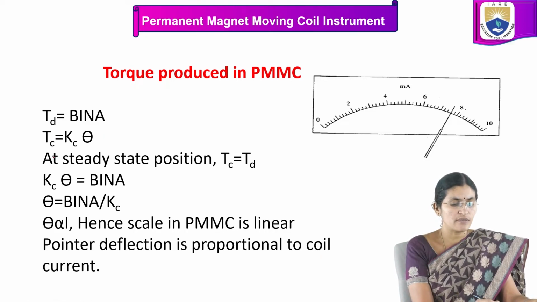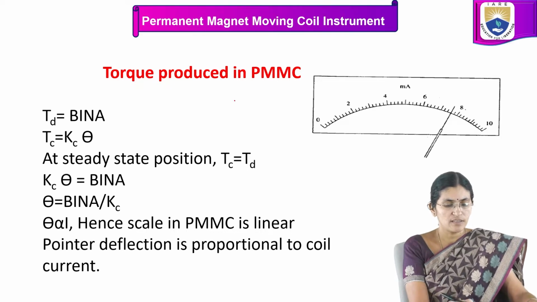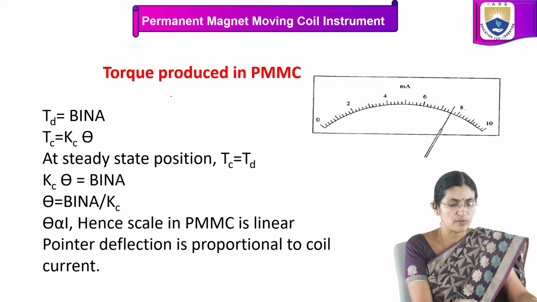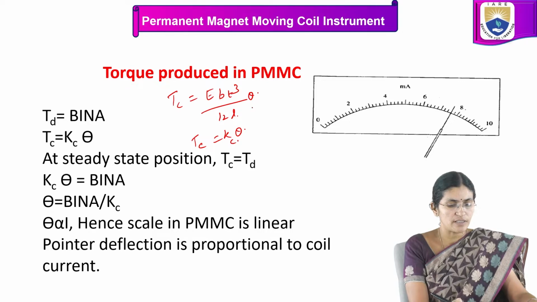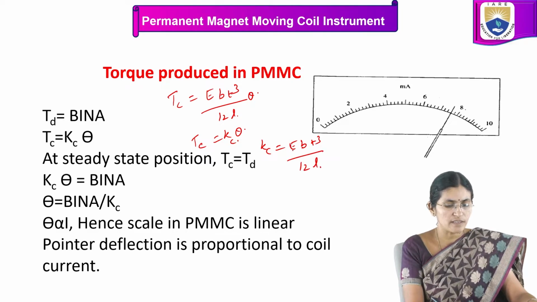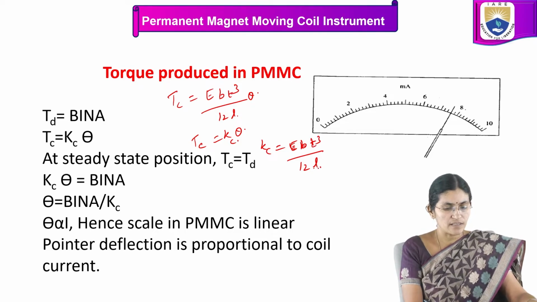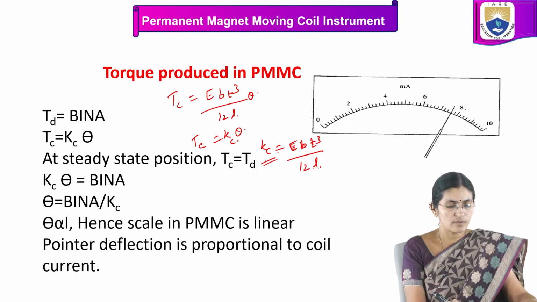The controlling torque is given by Kc into theta. The controlling torque produced by the springs, we know that Tc is equal to E into B into T cube by 12 into L, into theta. So we can write Tc is equal to Kc into theta, where Kc is equal to E into B into T cube by 12 into L, where E is the Young's modulus, B is the breadth, T is the thickness, and L is the length. So Kc is the spring constant.